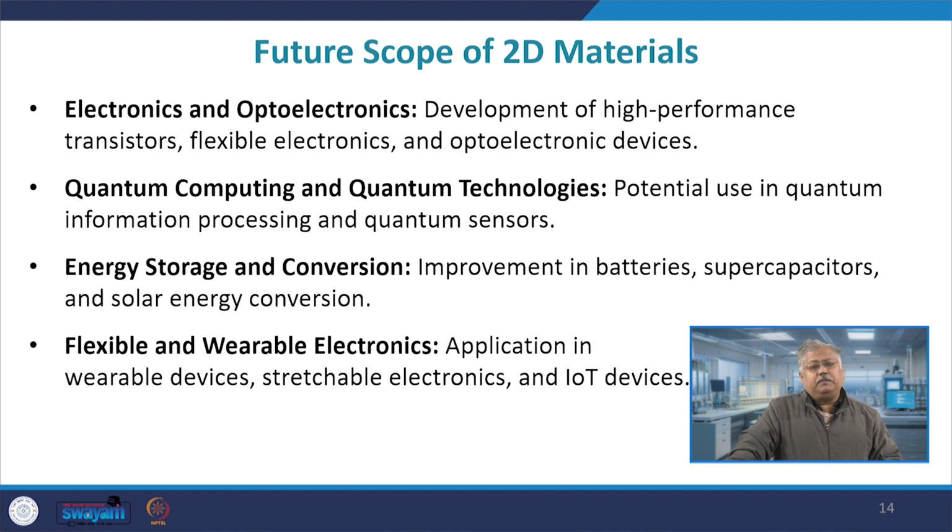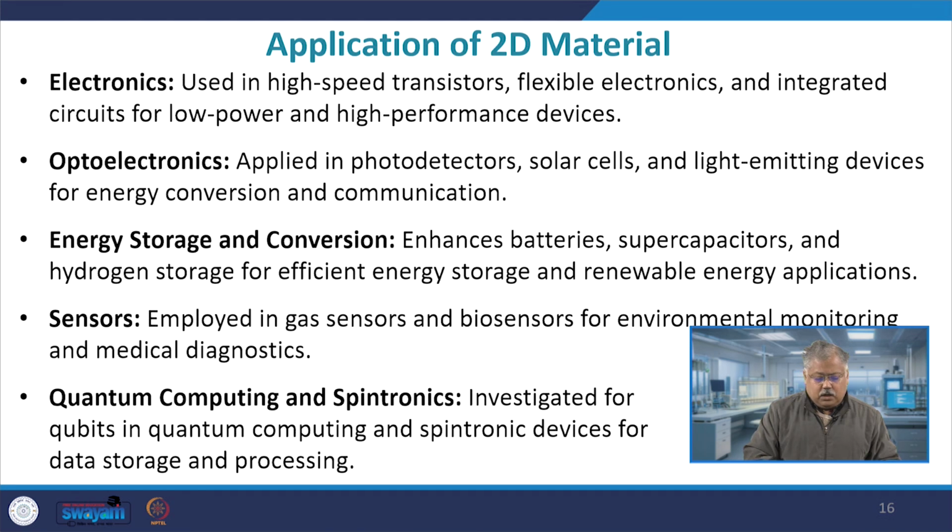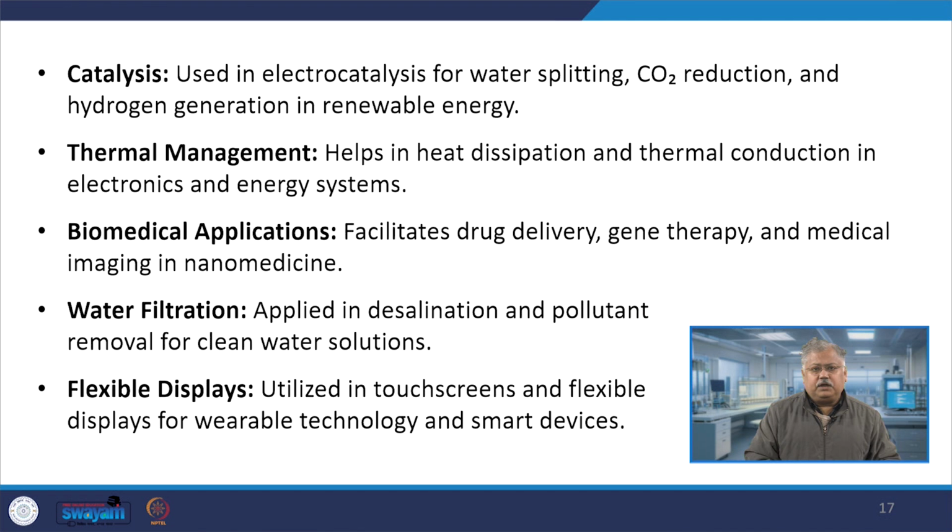One area where it is coming up in a big way is wearable electronics and wearable devices for medical applications. Then you have organic LEDs, for example, for stretchable electronics and for use in IoT devices. Then they are also used for sensors and detection, as I told you, which is coming up in a big way. Spintronics and catalysis is also where 2D materials are used for high speed memory devices and for low power. We have already seen all these: quantum computing, spintronics, sensors, energy conversion, electronics, and optoelectronics. These are the applications of 2D materials.